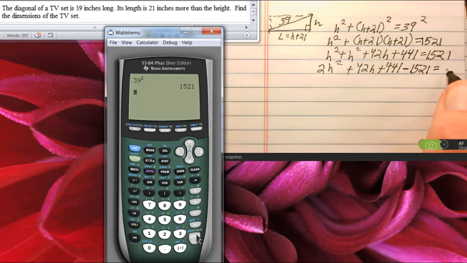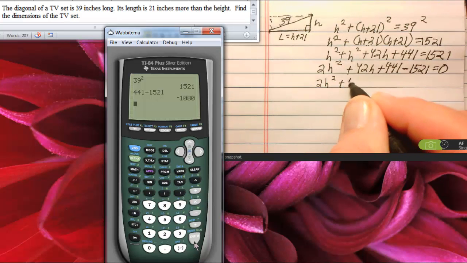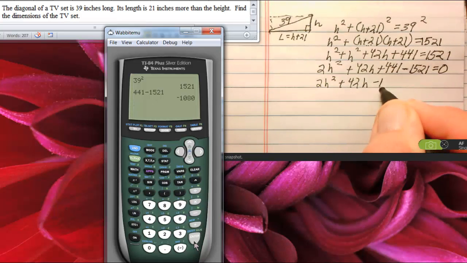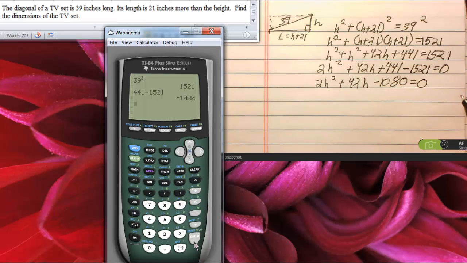That's just how you solve almost all quadratic equations, unless you're going to complete the square. Okay, let's see what 441 minus 1521 is. Enter. It's going to be minus 1080. So I'll have 2h squared plus 42h minus 1080 equals 0.